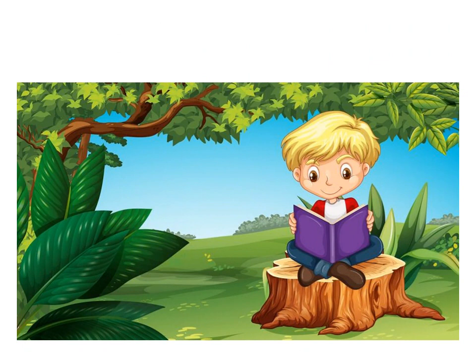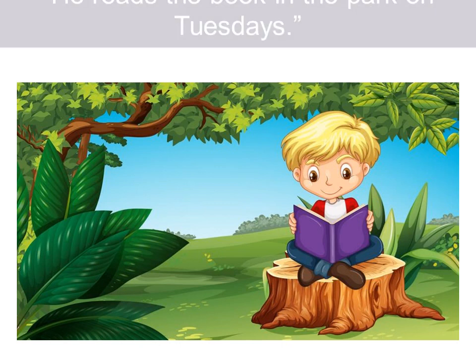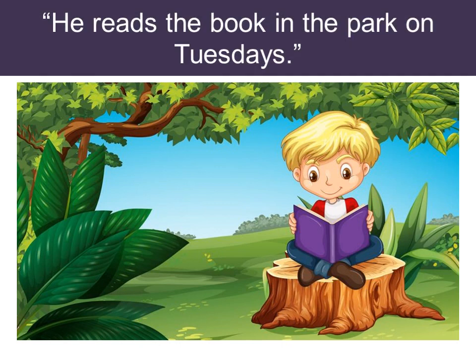Can you guess the subject and the predicate here? The sentence reads as, he reads the book in the park on Tuesdays. Who is reading? Is it he? He is reading. So our subject is he. The predicate is slightly more complicated as it covers and completes the rest of the sentence. Reads is the verb and so reads the book in the park on Tuesdays is the predicate.